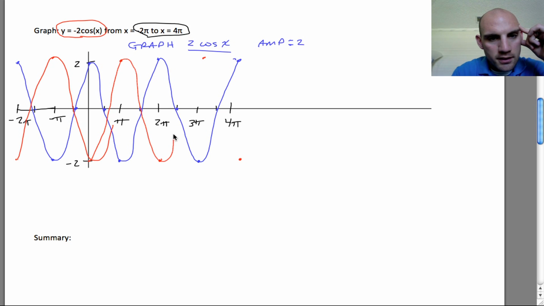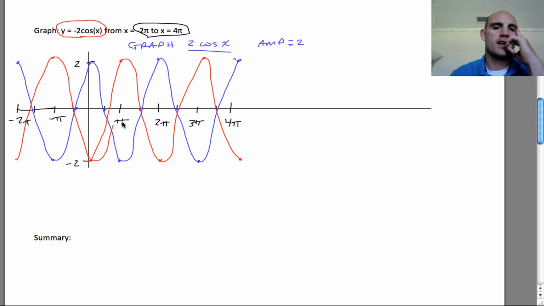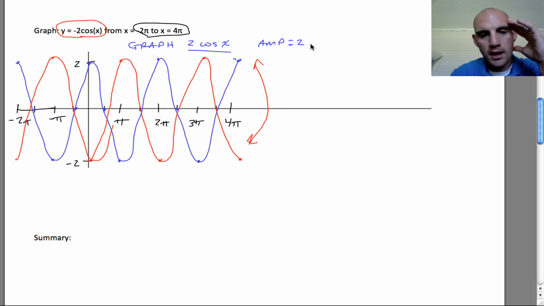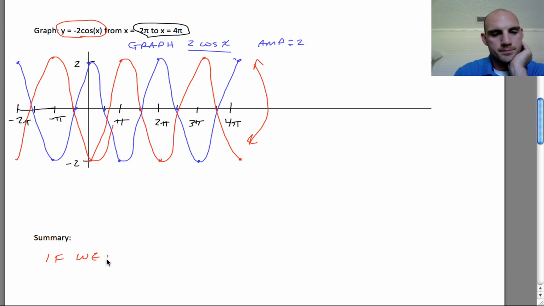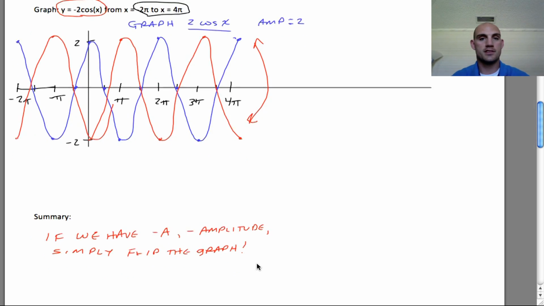It's still crossing the x-axis at the same points because, think about it guys, the value there is 0. And so this red curve is flipped over. Okay, so what we do is, for a summary, if we have negative a, so negative amplitude, simply flip the graph. Okay, that's it. That's all there is to it.